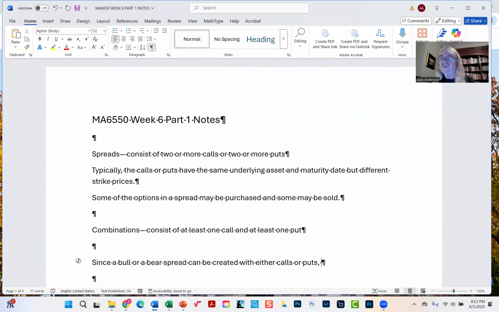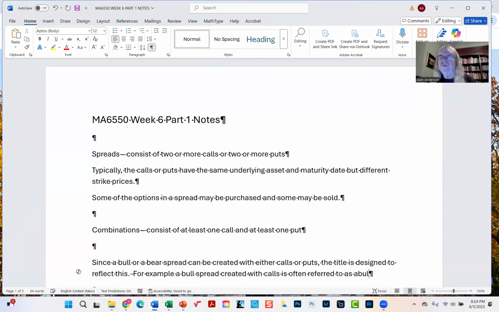In order to make sure we know which is which, we often specify in the title whether it's a call created with calls or puts. So in other words, the title is designed to reflect this. For example, a bull spread created with calls is often referred to as a bull call spread. Well, that's pretty common sense.